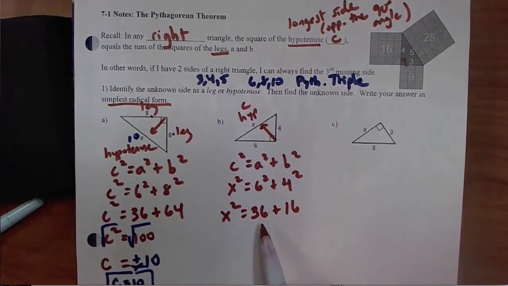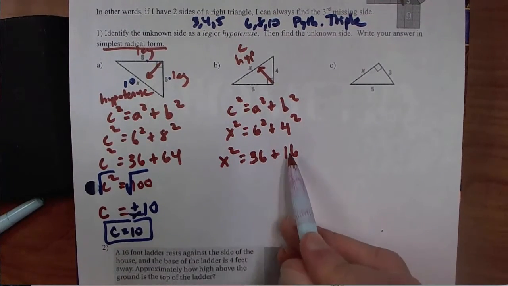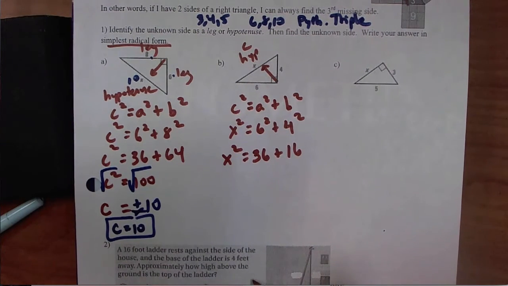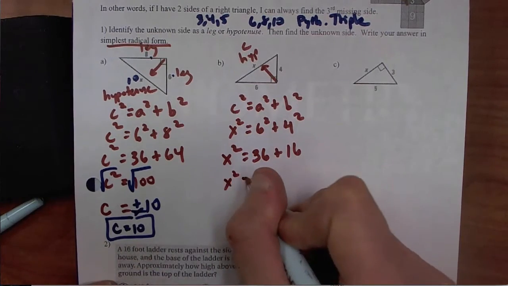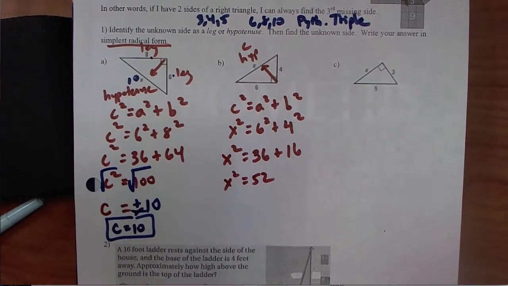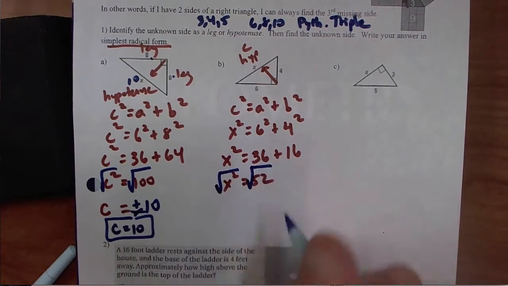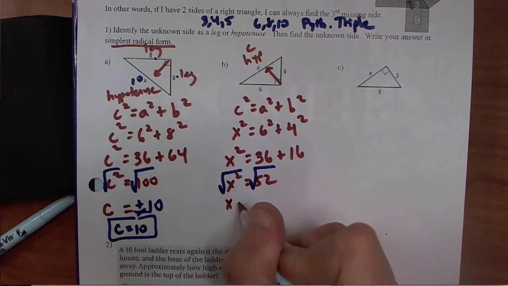Okay, so let's think about this. If I add these up, 36 plus 16, so 30 and 10, 30 plus 10 gives me 40. 6 plus 6 gives me 12. So 40 plus 12, 40 plus 10 plus 2, is 52. So x squared equals 52. Okay, so to find what x is, the hypotenuse, to undo the square, I square root both sides. So my answer is plus or minus the square root of 52.